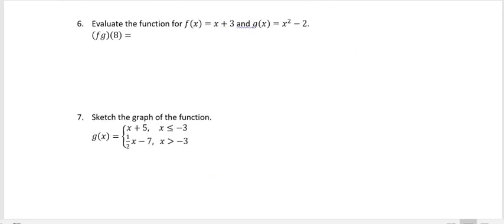For number 6, I'm going to set it up for you, but then I'll let you work it out. So f composed with g is the same as, we're multiplying this, right? So what are we going to do with this 8? This is the same as f of 8 times g of 8.